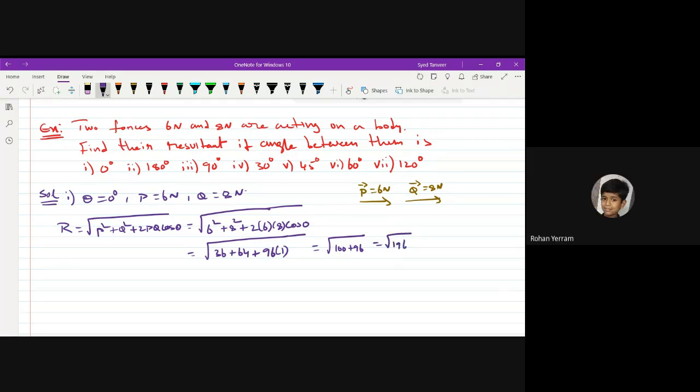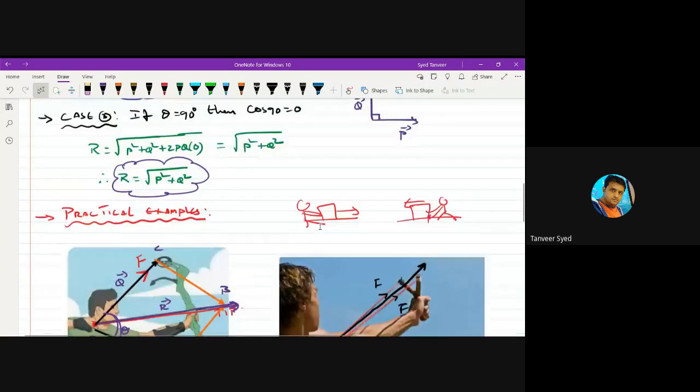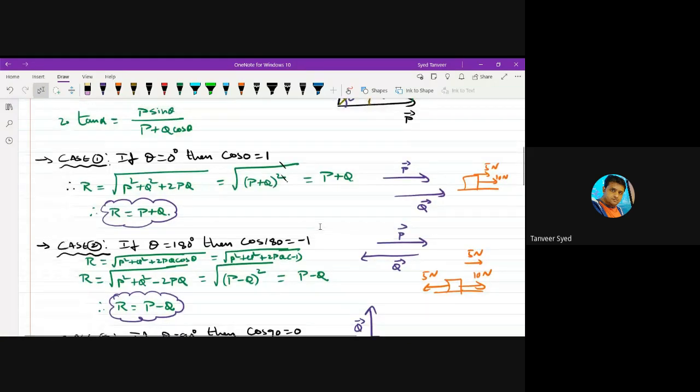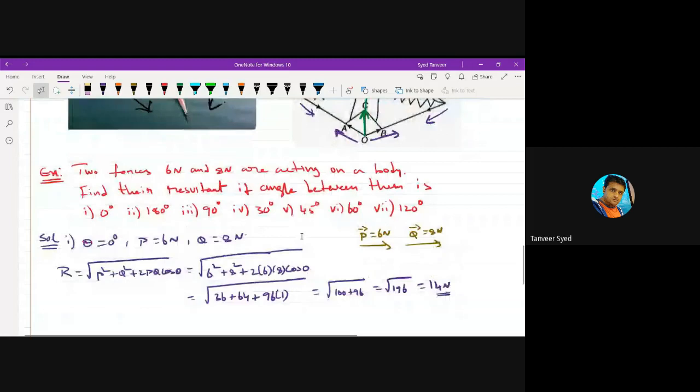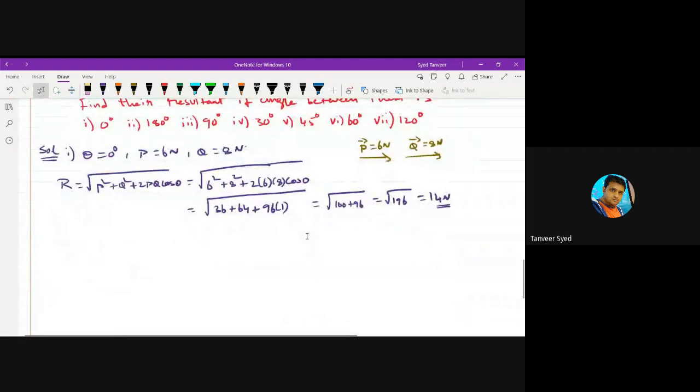Root of 196 is 14, which is 14 Newton. If you have understood those special cases, you could have directly told that resultant is P plus Q. This is like case 1. If two vectors are parallel to each other, you can simply add them without the need of applying the formula and substitutions. You can simply do P plus Q, 6 plus 8, which is 14.